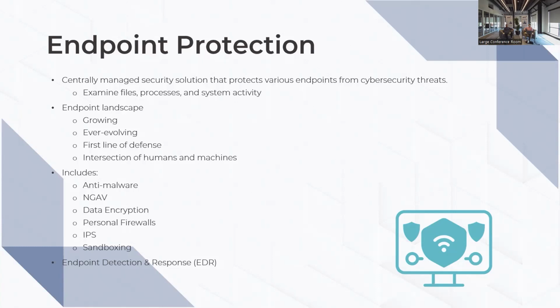They can be highly effective to mitigate risk, but nothing's going to mitigate everything. And so it's going to be a theme throughout this: making sure your end user is educated on what they should be looking for that is malicious or suspicious. These endpoint protection solutions include a variety of things: anti-malware, next generation antivirus, data encryption, personal firewalls, intrusion protection systems, and sandboxing, to name just a few of the capabilities of endpoint protection.